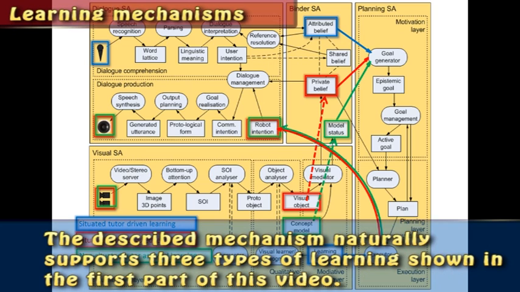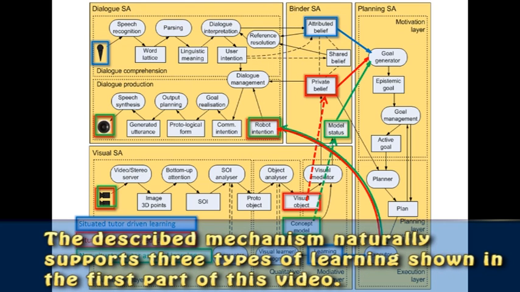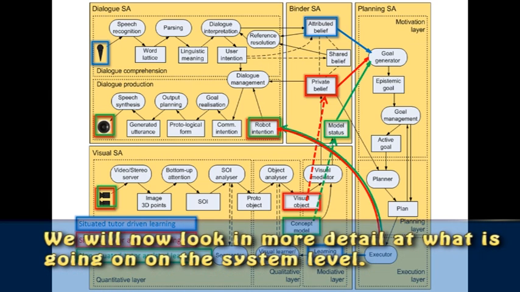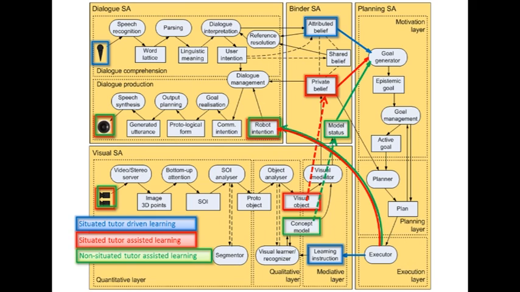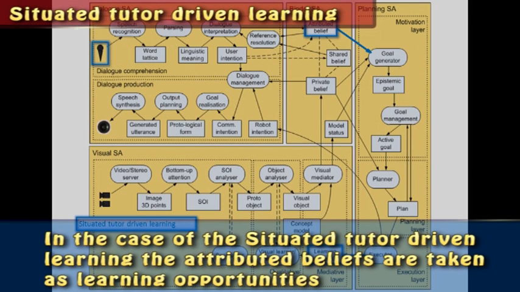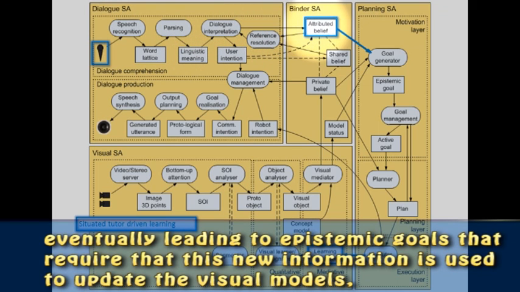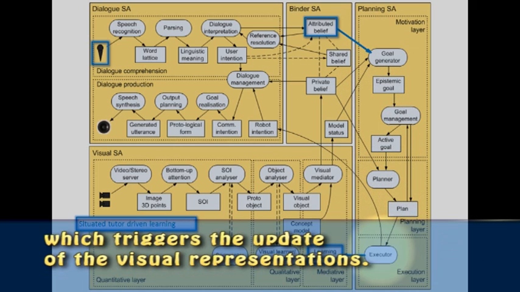The described mechanism naturally supports 3 types of learning shown in the first part of this video. We will now look in more detail at what is going on at the system level. In the case of the situated tutor-driven learning, the attributed beliefs are taken as learning opportunities, eventually leading to epistemic goals that require that this new information is used to update the visual models, which triggers the update of the visual representations.